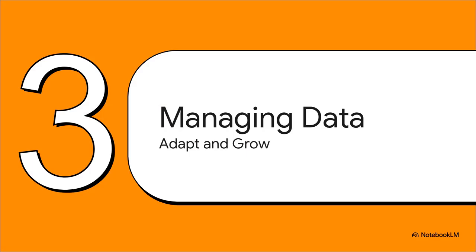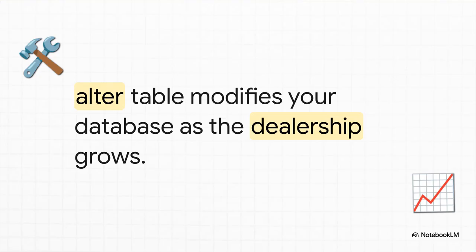Moving on to Section 3, managing dealership data. As our business adapts and grows, we have to know how to safely modify our records without accidentally destroying all our hard work. As your dealership evolves, your database has to adapt right alongside it. We can easily evolve our structure using the alter table command.